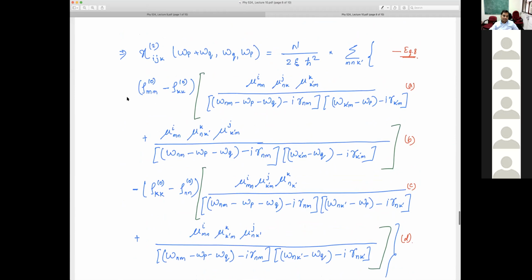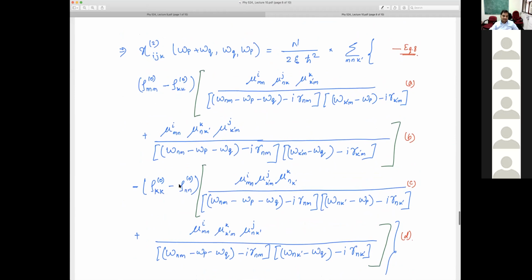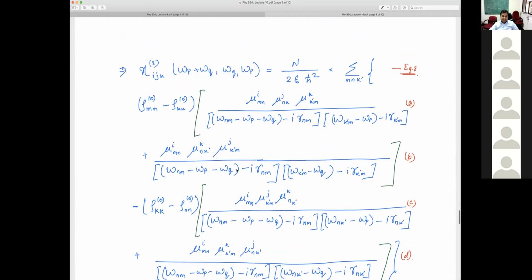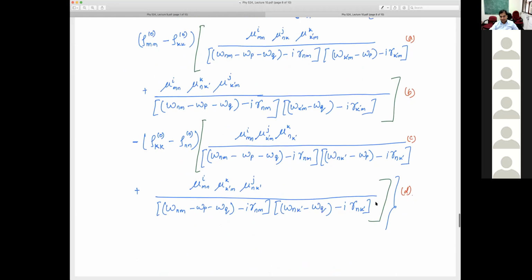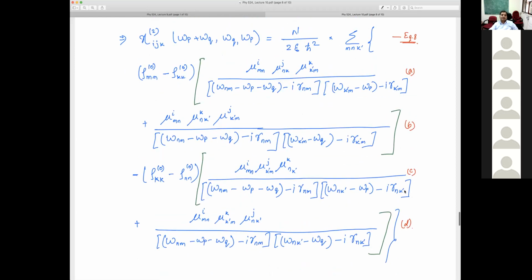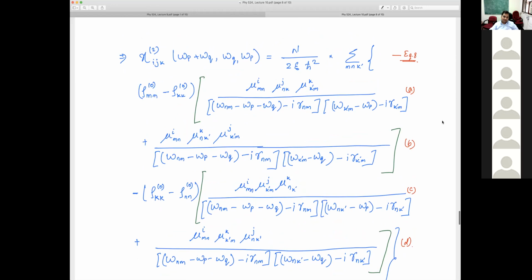So earlier I had two terms which are products of this row population difference. Now when I symmetrize this, I'll have, with this population, two more terms. So one here and one here. So I have this combination of 4 terms. So it's a large expression actually.